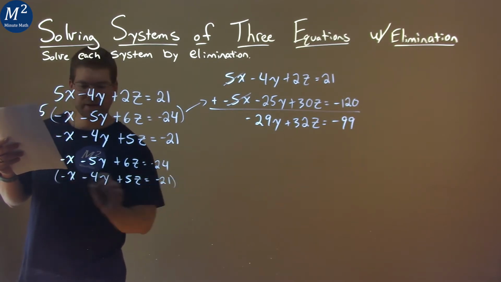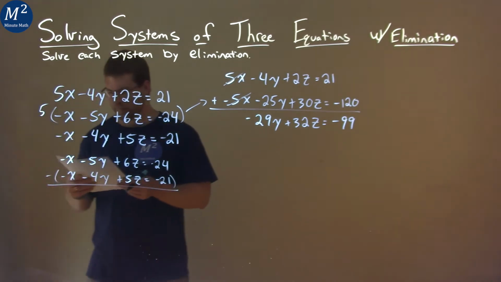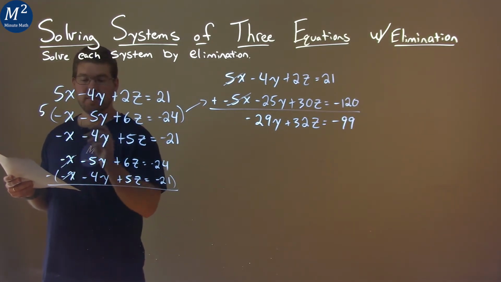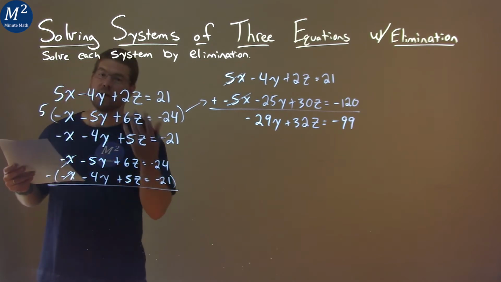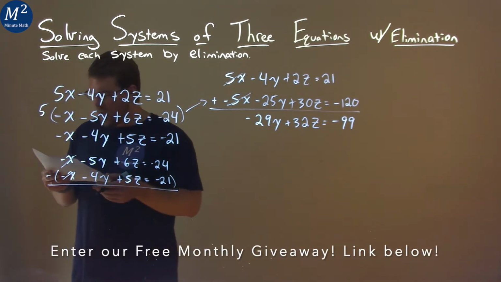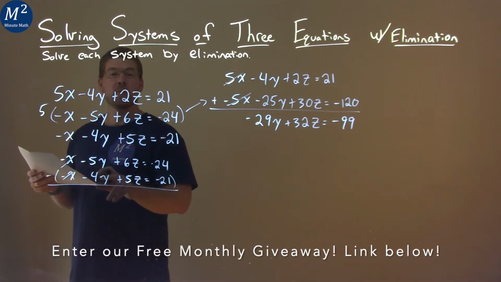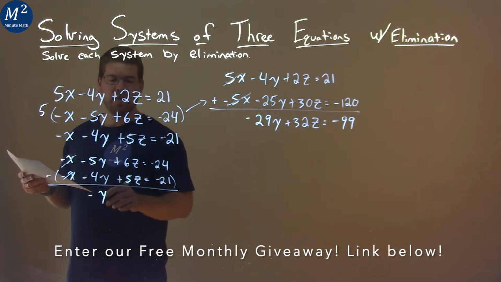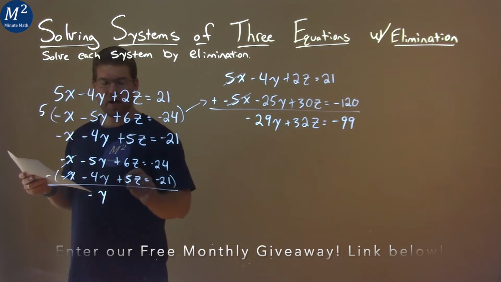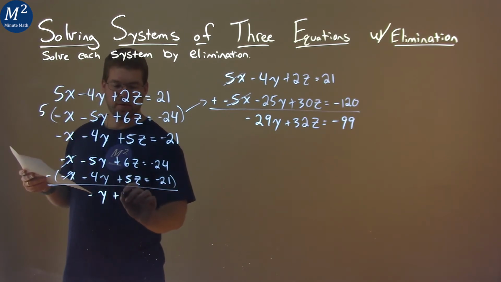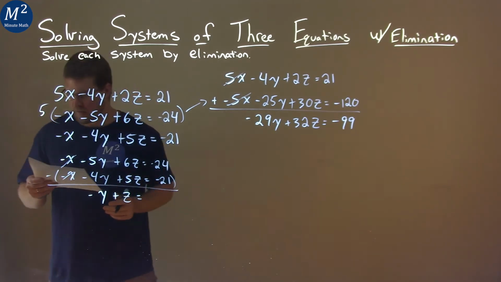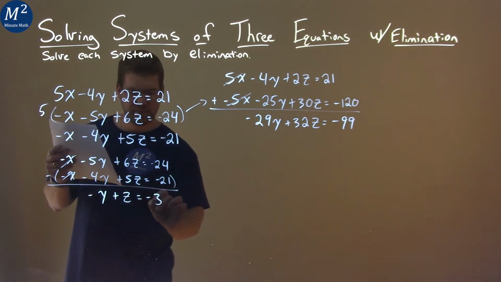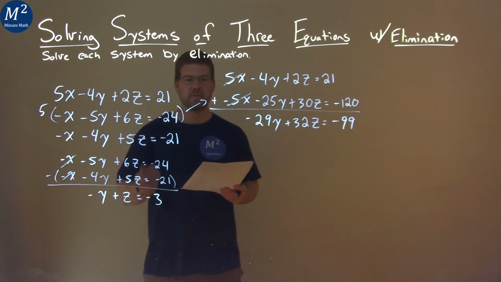And I'm going to subtract the two equations. This leaves us with the x values canceling, which is great. Negative x minus a negative x, plus positive x, is 0. Negative 5y minus a negative 4y, or adding a 4y, is a negative 1y. And 6z minus 5z is just plus 1z. Negative 24 minus a negative 21 is a negative 3. That's great. We have a pretty simple equation.